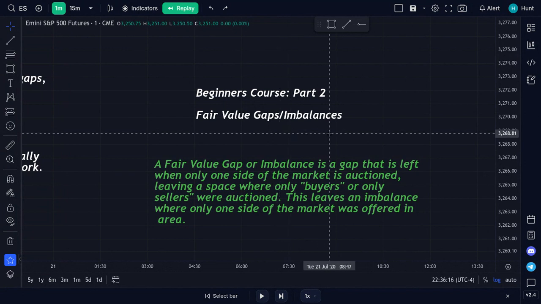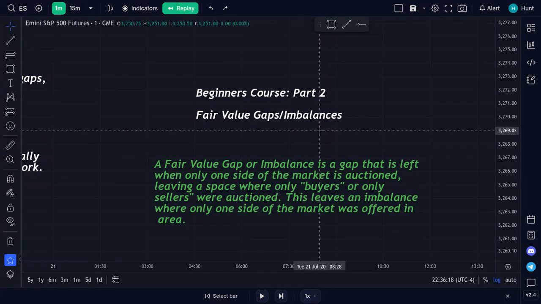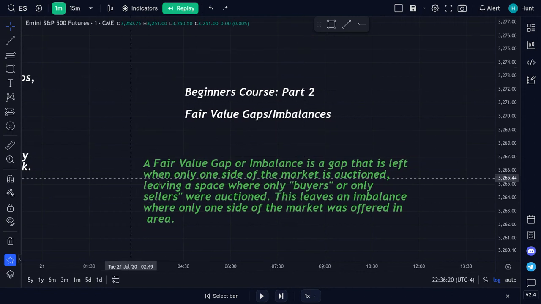Now, if you did not watch part 1 already, make sure to go and do that. That's on market structure, which is very important for this as well. So first off, we're going to go with the basic explanation of a fair value gap. Well, it's kind of basic.